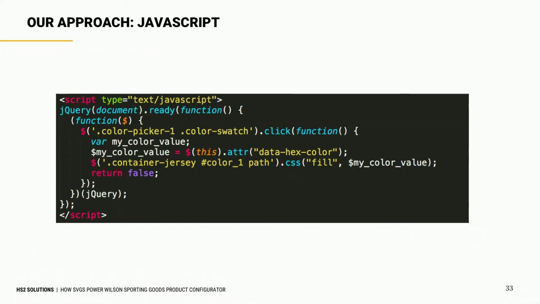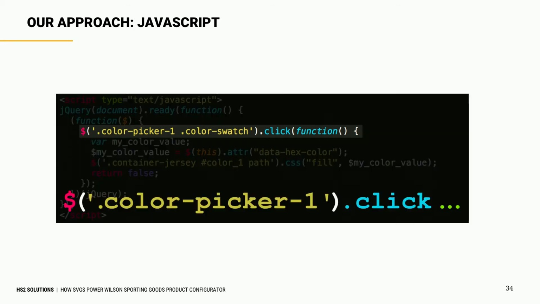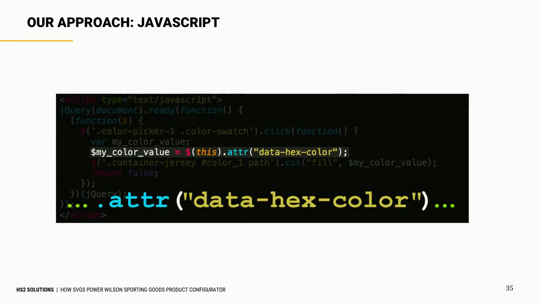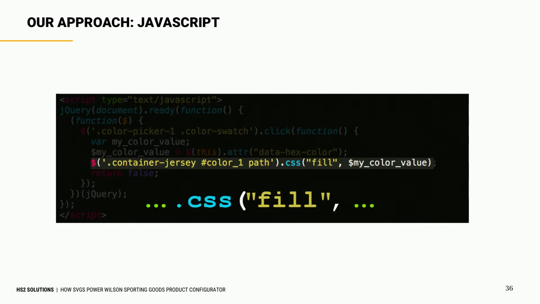And this is it. This is the JavaScript that we had to write to pull this off. Really quickly walking through it, first is just a click event on that color picker for a color swatch. So this is going to fire for any color swatch clicked in color picker 1. Next, it's going to grab whatever that data hex value is for that event. And lastly, we go to the container that contains that jersey color. We find that ID, color underscore 1, and in that SVG file, it's just a path.